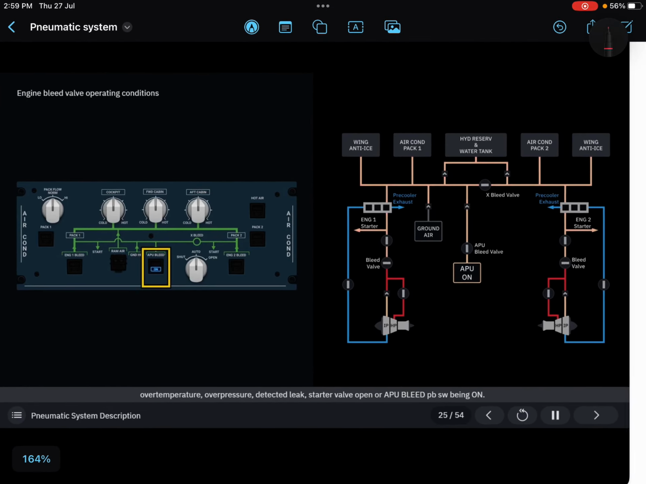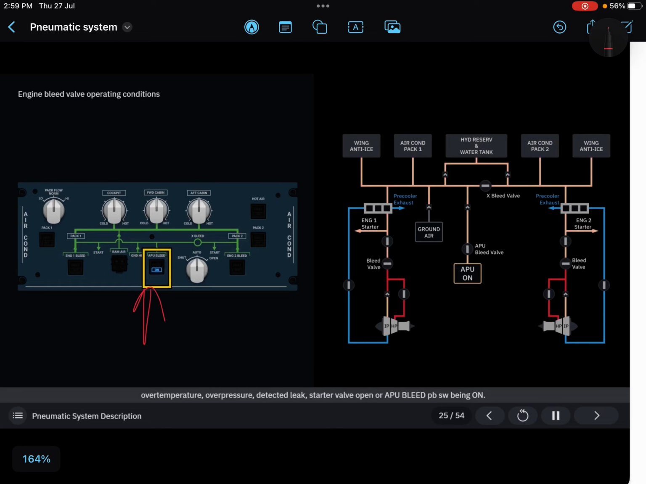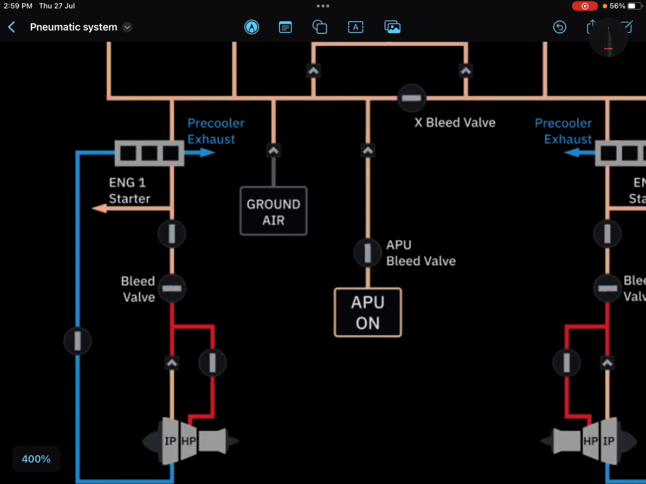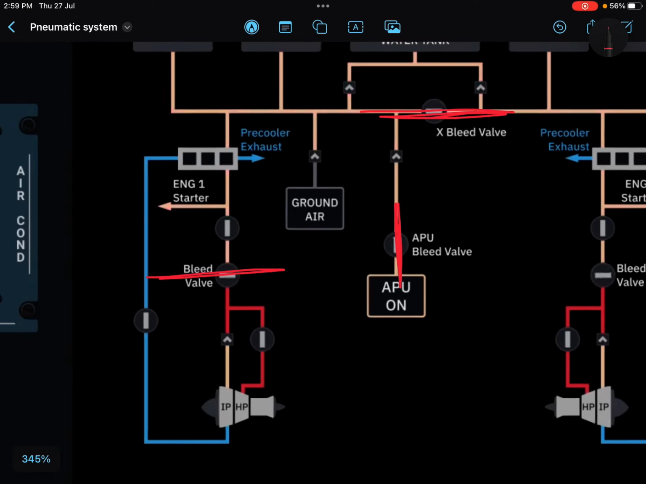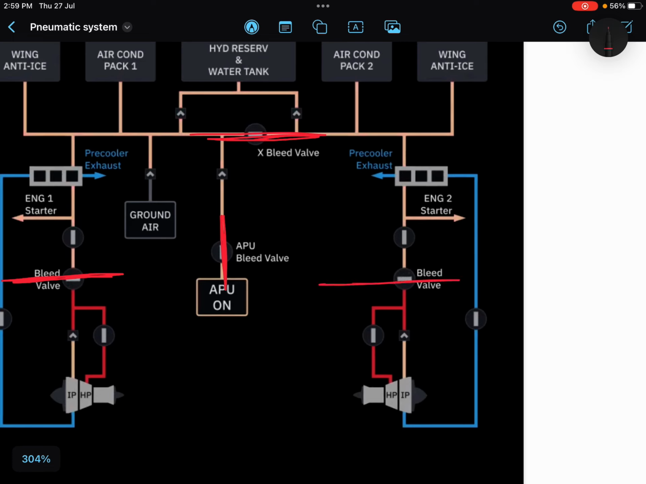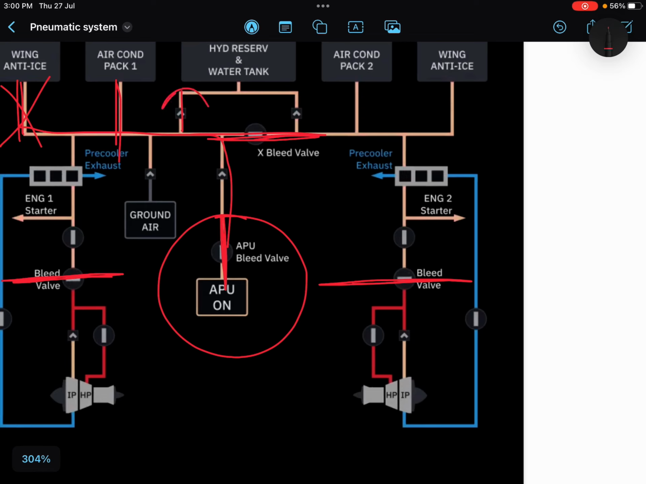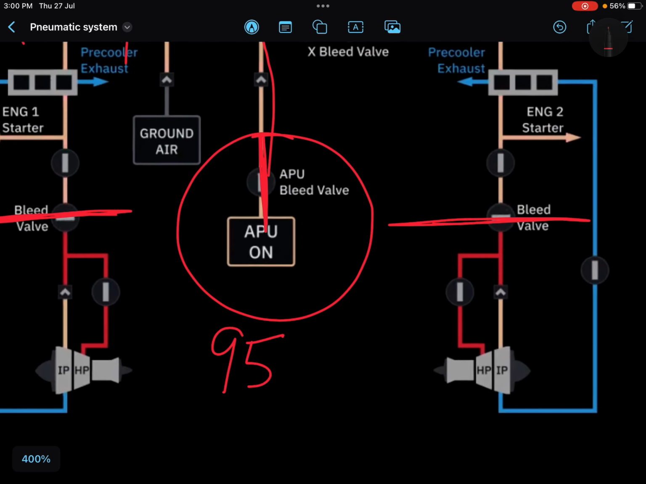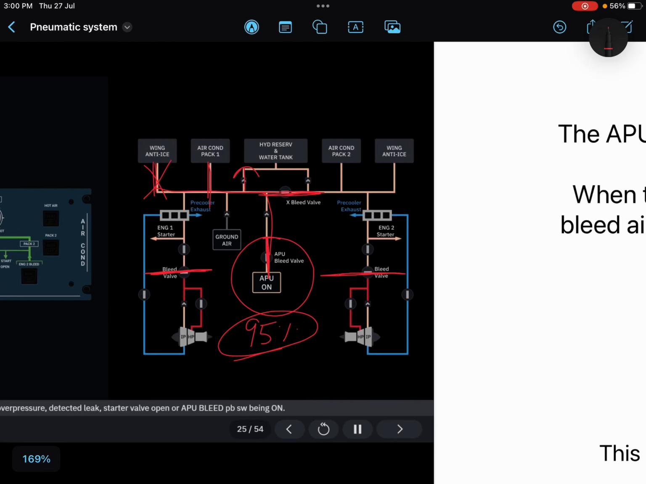I have this image over here. If you have pressed this APU bleed push button, this will open the APU bleed valve, it will open the cross bleed valve and close the engine bleed valves. And now the APU will supply bleed to all the systems, so not wing anti-ice, but to hydraulic reservoir, pressurization, air conditioning and all other systems, only and only if the APU speed is above 95%. Correct.